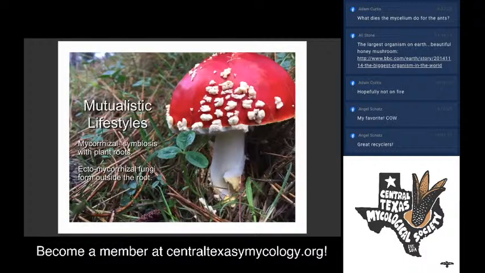Some more mutualistic lifestyles are the mycorrhizal fungi, which is a symbiosis with plant roots. Myco being the Greek word for mushroom, rhizal being, I'm pretty sure, the Greek word for root. There are two types of mycorrhizal fungi. There's the ectomycorrhizal fungi that form a mycelial sheath on the outside of the tree root, and those produce mushrooms, like I pictured here.